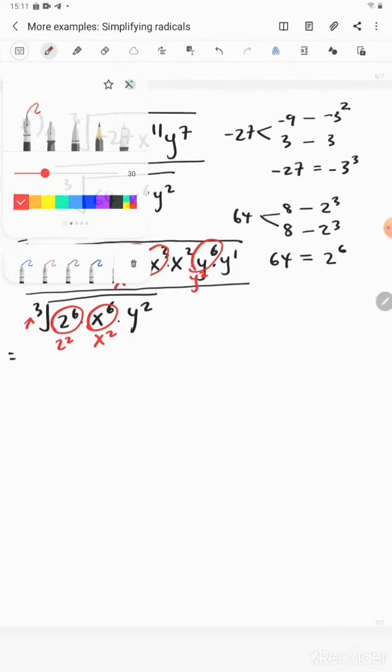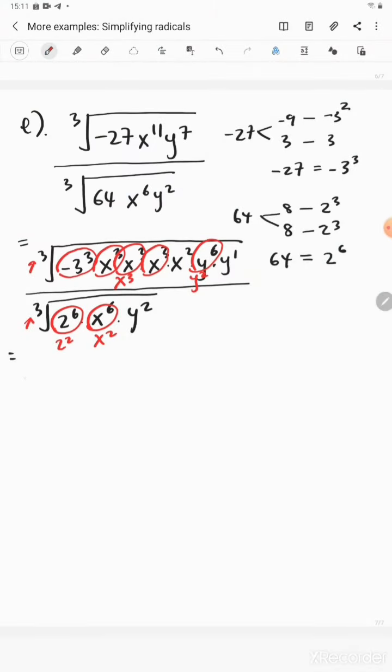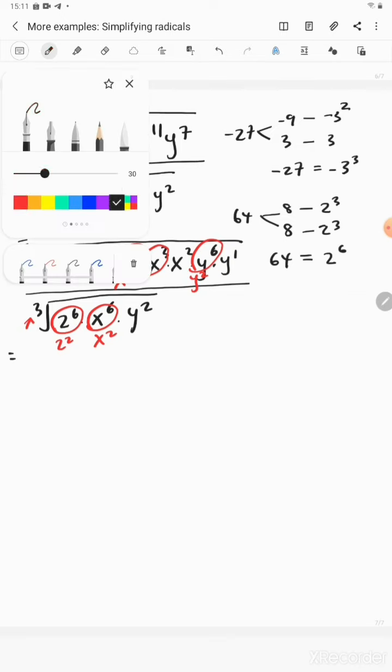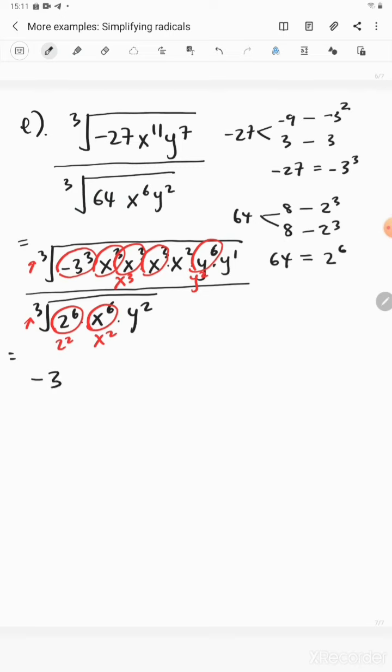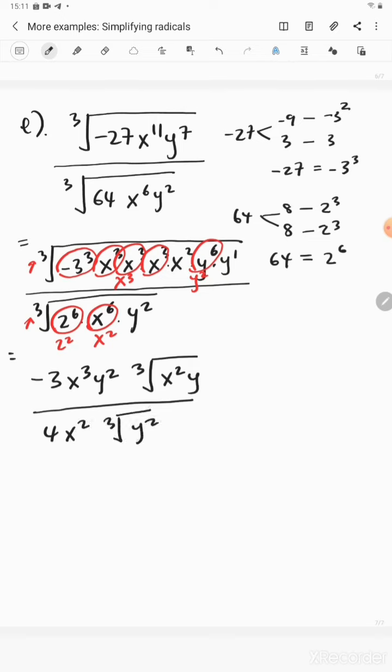Okay, so the answer will be negative 3, and then we have x 3 times, and then y. So inside the cube root we have x power of 2 and y. Divide by, we have 2 power of 2 is equal to 4 and x power of 2. So inside the cube root we have y square.